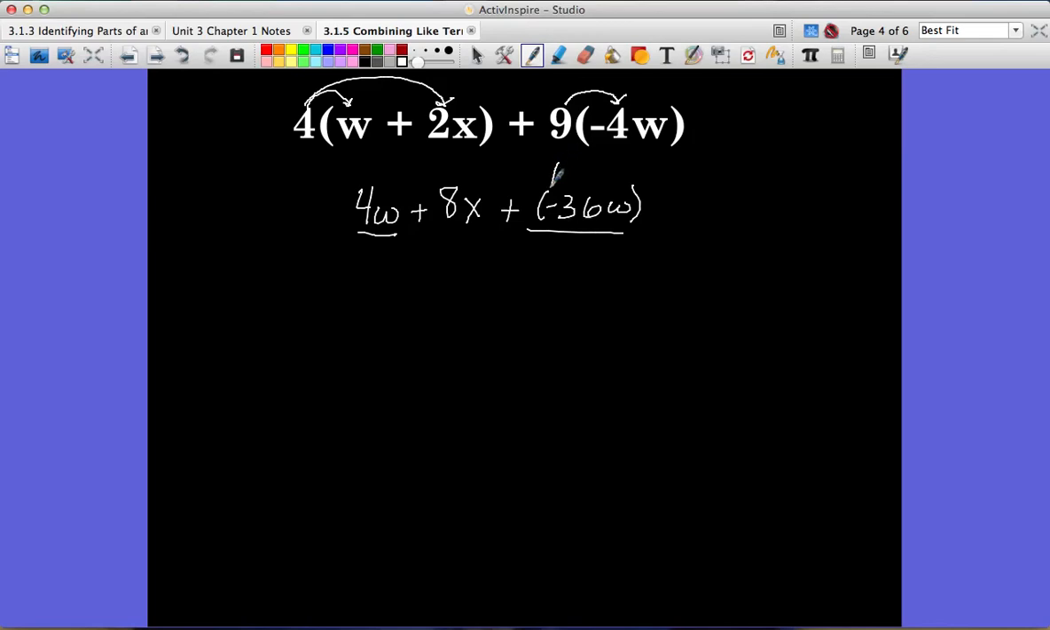So in this case, I have negative 36. So I'm going to do 36 minus 4 gives me 32. Because 36 is further away from 0 than 4 is, I'm going to keep the negative sign, and I have 8x plus a negative 32w. I can also rewrite this and say I have 8x minus 32w.